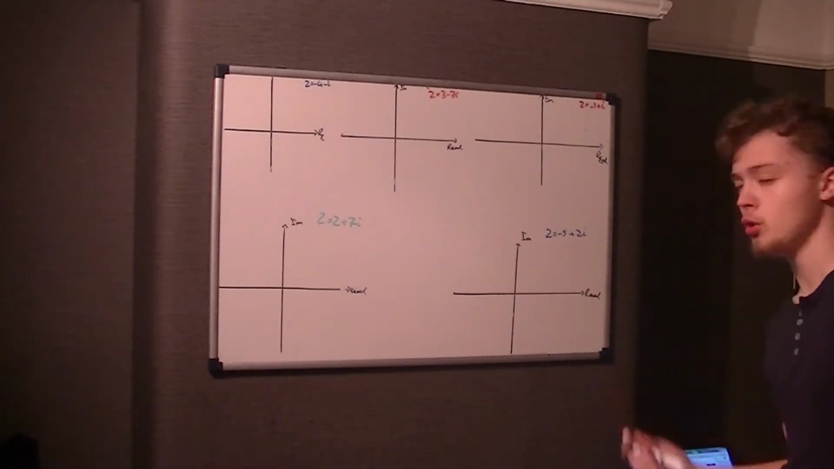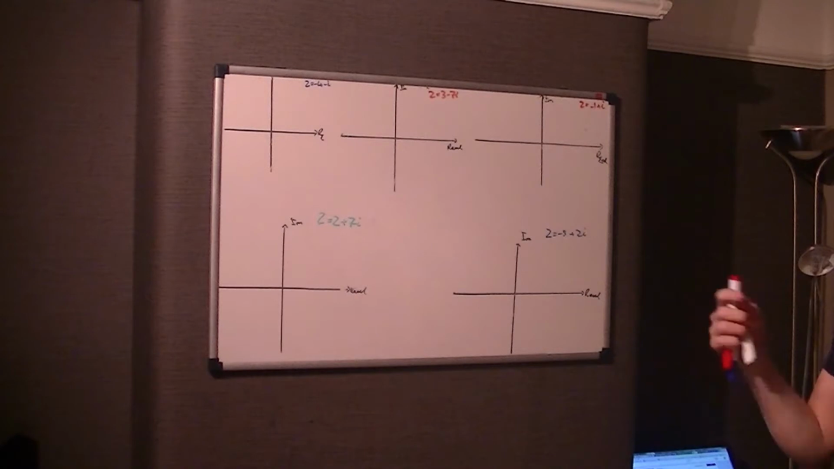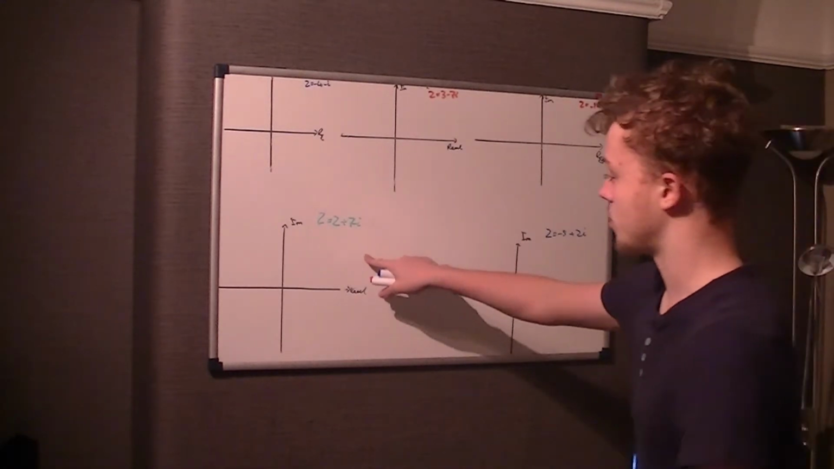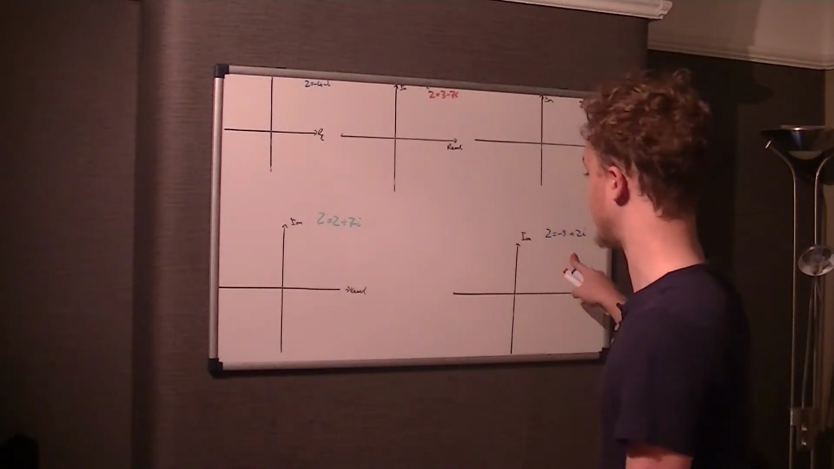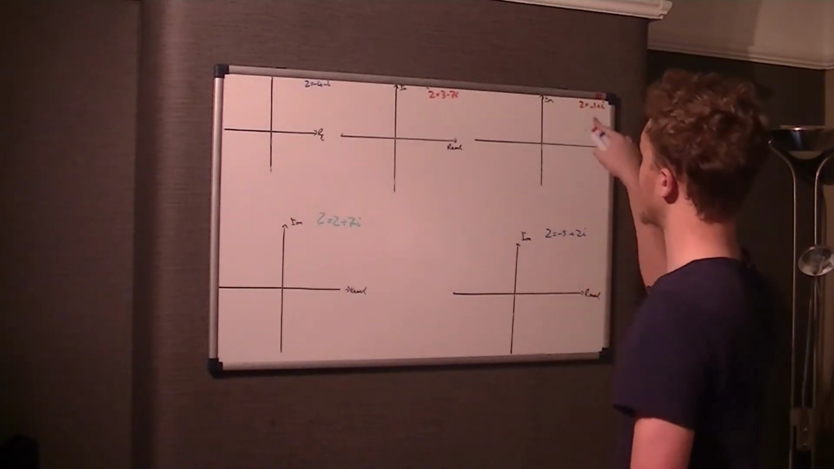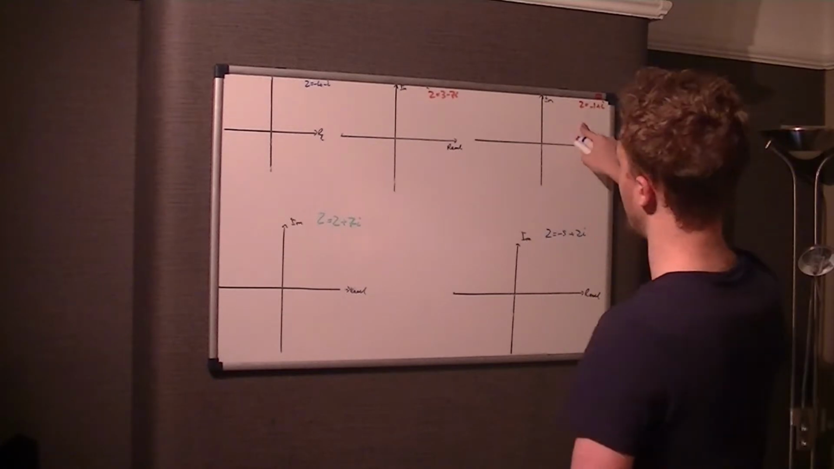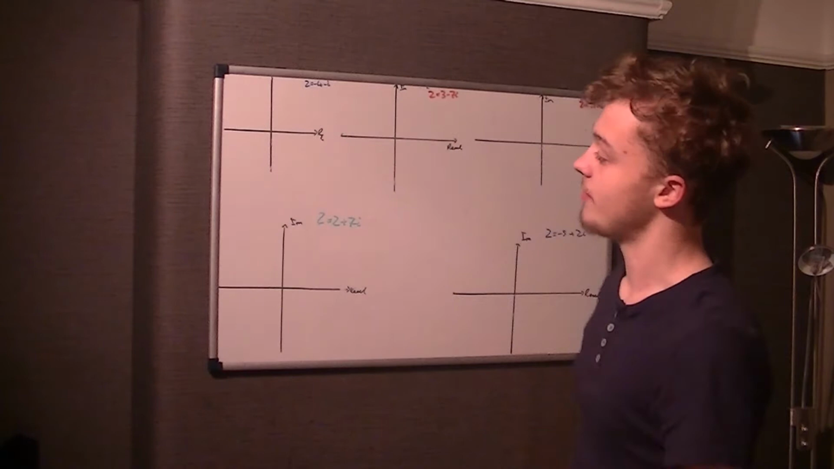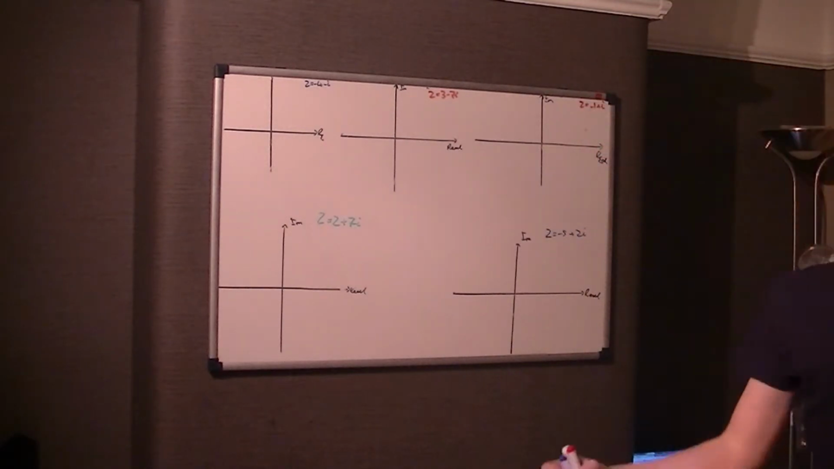Now, if you want to pause the video and have a go, I'll just read them out for you before you do. So this is z equals 2 plus 7i. This is z equals minus 5 plus 2i. This one, z equals minus 1 plus i. Z equals 3 take 7i. And finally, z equals minus 4 take i.